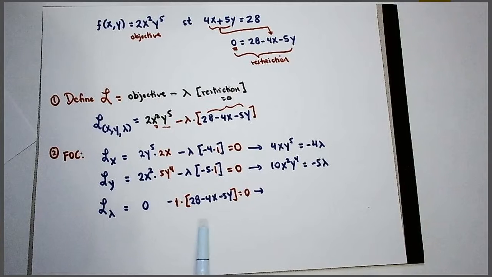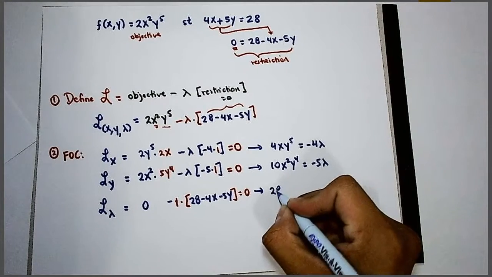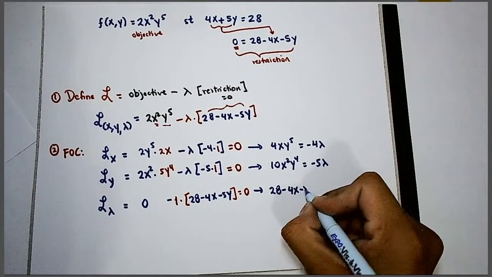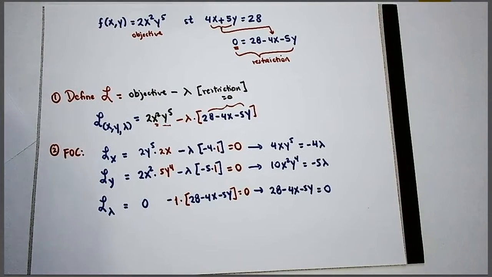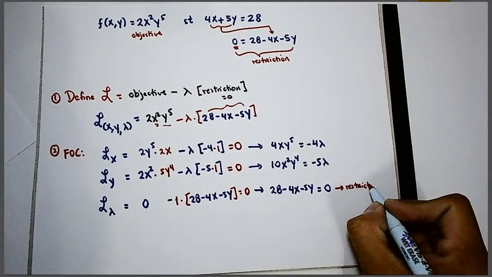And finally here, we can multiply everything by minus 1. So we are going to obtain 28 minus 4x minus 5y equals 0. And as you can see, always in the Lagrange with respect to lambda, you will always obtain the restriction again. So in that way, you can verify your answer.